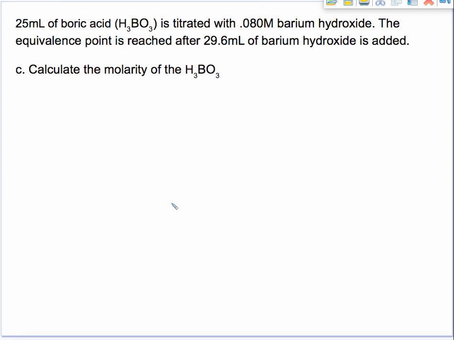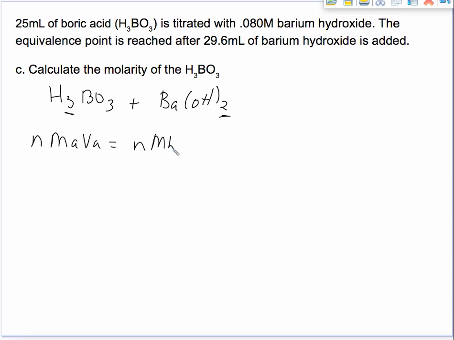All right, let's move on to the next part of this problem. Okay, so calculate the molarity of the H3BO3. So we have this titration thing here. So we have H3BO3. We're titrating that with barium hydroxide. So the easy way, the fast way to do it when you have an H plus and an OH is you can just use this titration equation, NaMaVa equals NbMbVb. And so you look at the H, there's 3. We don't know the molarity of that, so that's Ma. Okay, the volume of the acid is 25 milliliters.